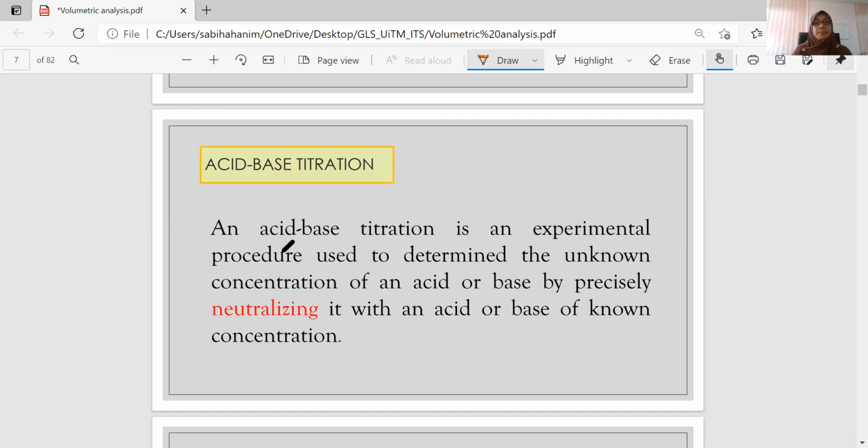What is acid-base titration? Acid-base titration is an experimental procedure used to determine the unknown concentration of an acid or base. This process we refer to as the neutralization process, the reaction between acid and base.